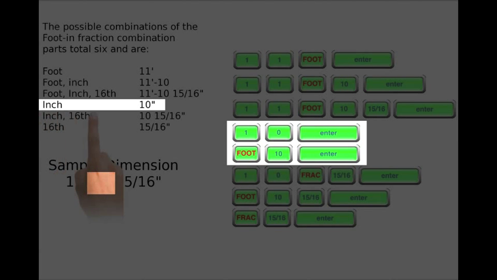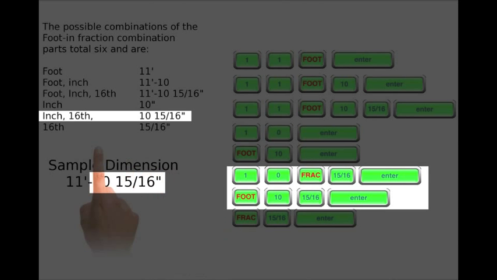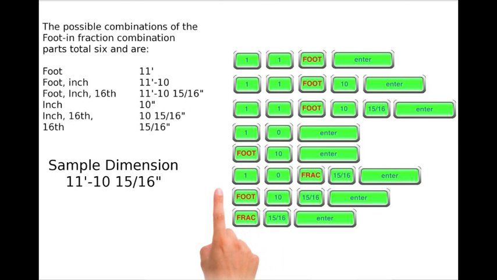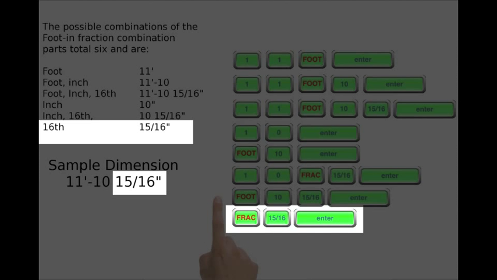Inch has 2 possible ways to enter. The first method can be either pressing 1, 0, enter, or pressing foot 10, enter. And the next, inch 16th, this is entered pressing 1, 0, frac, 15, enter. And finally, 16th, this is entered pressing frac, 15, enter.